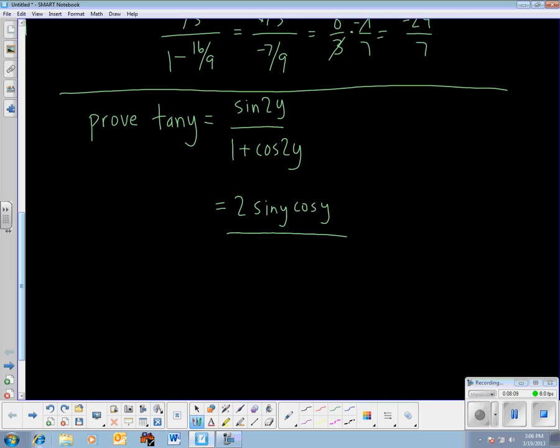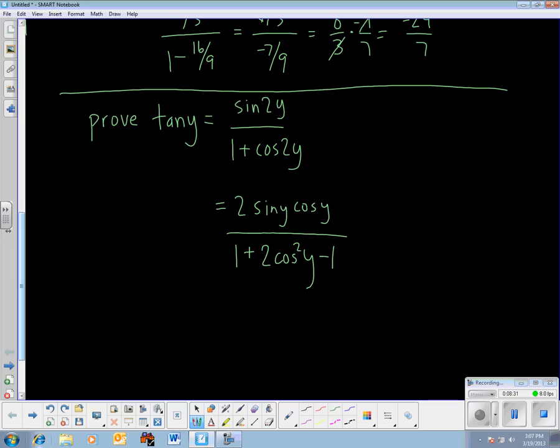And on the bottom, I've got 1 plus cosine 2y. I'm going to take out that cosine 2y, and I'm going to choose one of the three. Now, one thing that makes this tricky is you don't know which one of the three is going to work out nicely, so you might have to try one and then try another. I'm going to go with 2 cosine squared y minus 1.